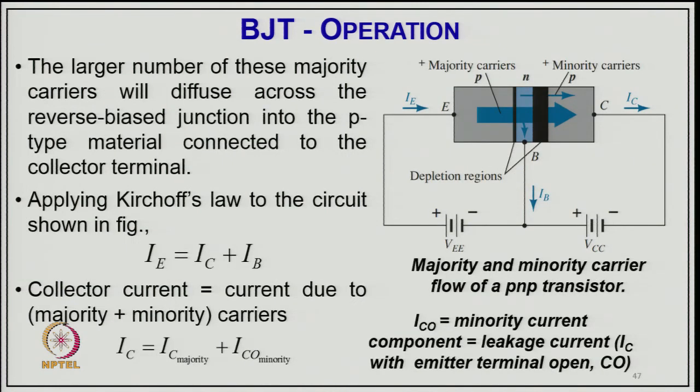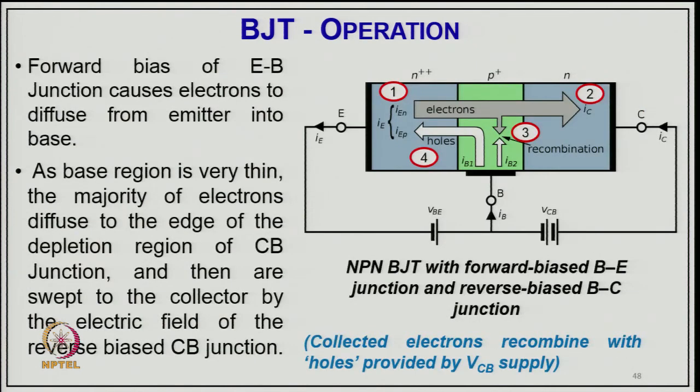Typically, the large number of these majority carriers will diffuse across the reverse biased junction into the P type material, collected at the collector terminal. Applying Kirchhoff's law in this circuit, we say I_E, the emitter current, equals I_C, the collector current, plus I_B, the base current. A small current flows here, but another current flows here. So, the collector current is equal to the current due to the majority plus minority carriers flowing. We can call it I_C equals I_majority plus I_CO minority, the minority current flowing with the open circuit terminal, and this is the forward bias of EB.